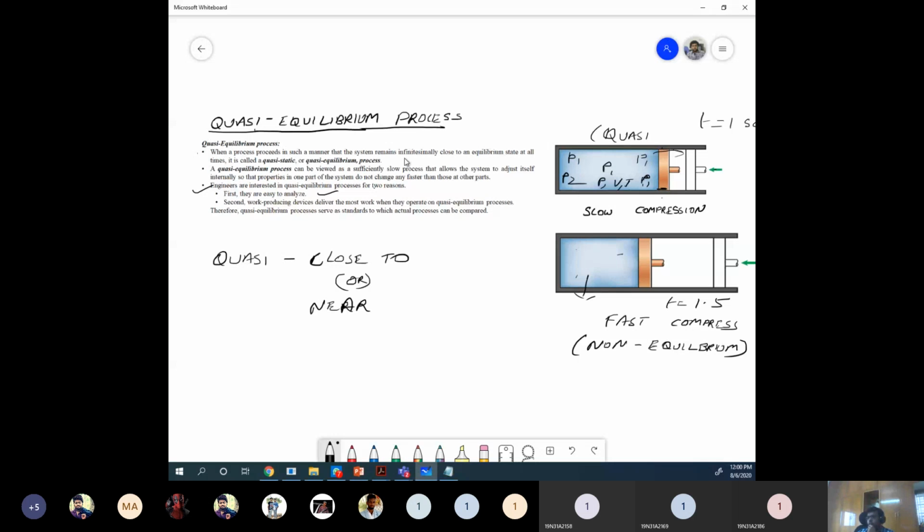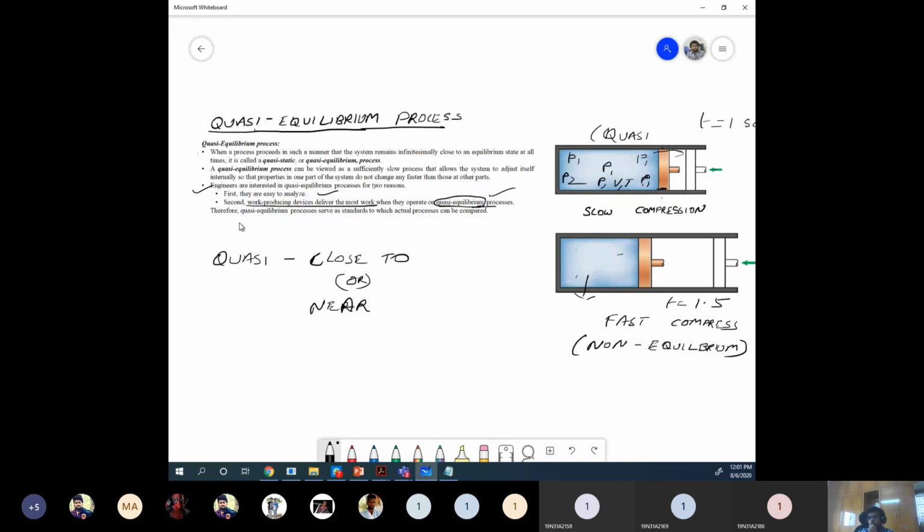Every engineer's target is to design his system in such a way that it is close to quasi equilibrium. If it is an IC engine, or a jet engine, or any mechanical or thermal operation device, everyone will try to design the process so that it is close to quasi equilibrium, because work producing devices will produce the most work. So that is why the engineer's target will be to design it close to equilibrium.